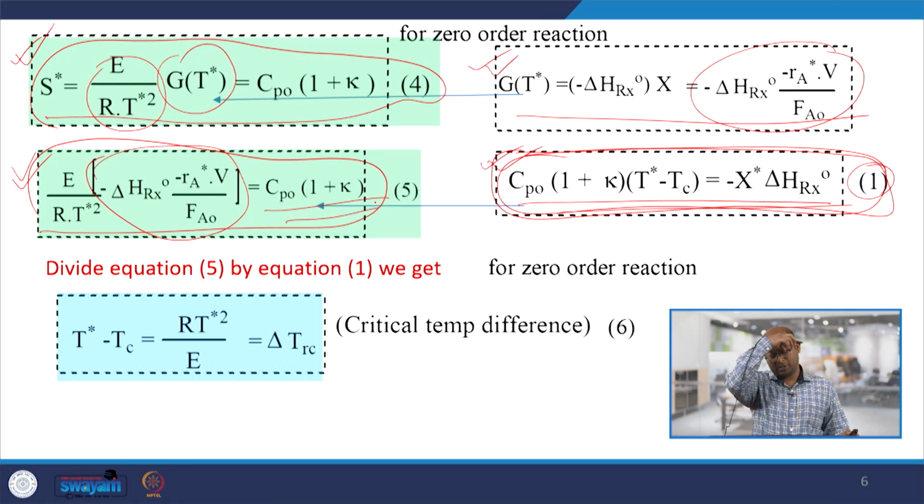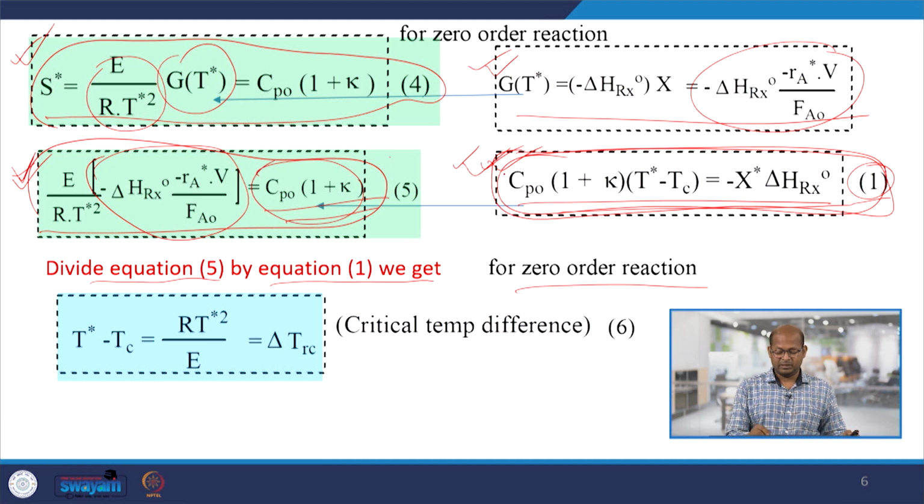So, now we have equation 5 and equation 1. If we divide equation 5 by equation 1 for 0 order reactions, which we are considering here, then you can see this part and this part we can eliminate, or substitute. Then T star minus T c we can take as the left hand side, and the rest of the components would be on the right hand side.